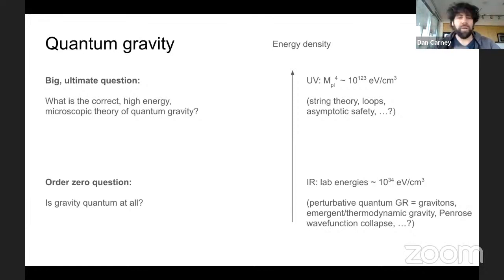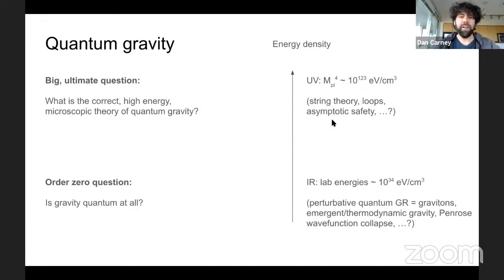My origin in physics is actually at the same place as Walter. We did our PhD together in Texas in a string theory group. And so I'm really a high energy physicist in my soul. If you want to think about quantum gravity, you can think about it in terms of the energy density you're interested in. So string theory or loop quantum gravity or asymptotic safe gravity, or there's other possibilities. These are models of the quantum behavior of gravity at extremely high energy densities.